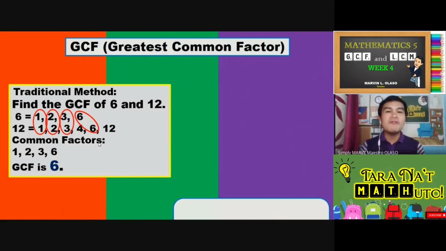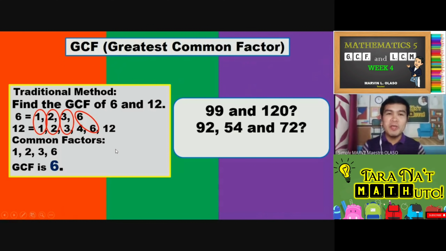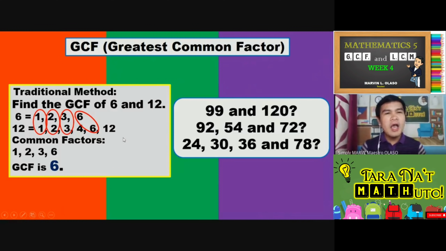Ang problema lang, for example, paano kung ang kukunin mo ay ang 99 and 120? Kapag ginamit mo yung listing method, kailangan kompleto lahat ng factors. Paano kung may makalimutan ka? Paano kung ganito pa? 3 numbers, so medyo matagal, magle-list down ka ng mga possible factors. Kailangan wala kang makakalimutan. Ito pa, paano kung 4 ang mga numbers na hahanapan mo ng greatest common factor? So medyo mahirap na kapag listing method ang ginamit nyo.